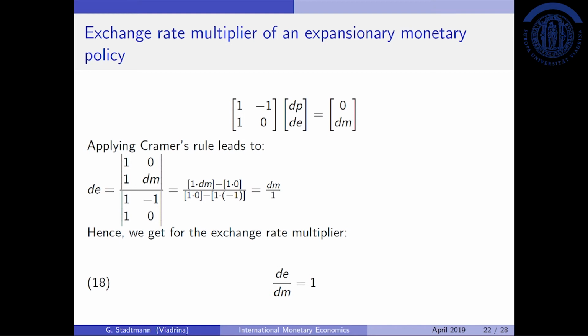The minus signs in the denominator will cancel out. We get the information that dE is equal to dm over 1. When we put dm on the other hand side of the equation, we get for the exchange rate multiplier that this is also equal to 1. dE over dm is equal to 1. So in case that the central bank increases money supply by 10%, the exchange rate will also react by 10% and will increase by 10%.